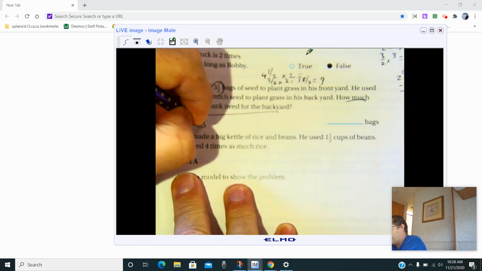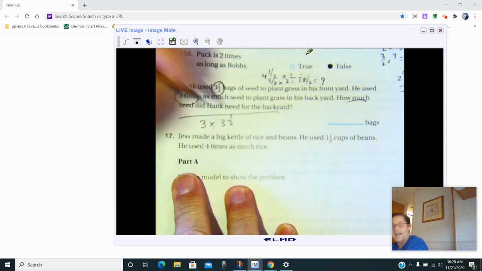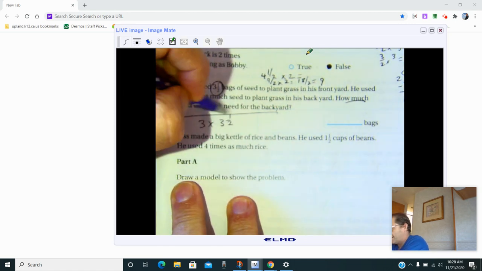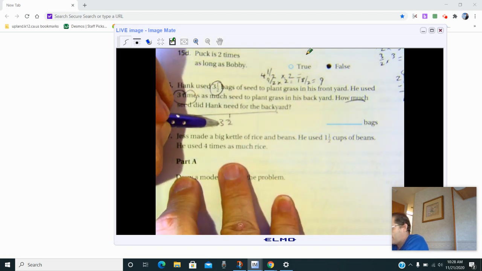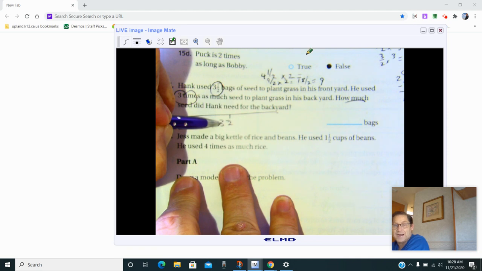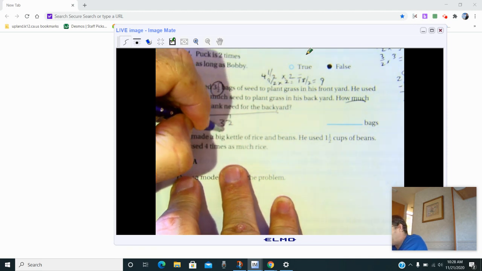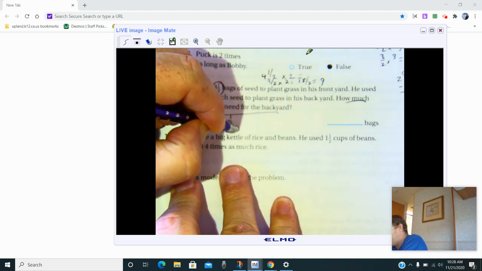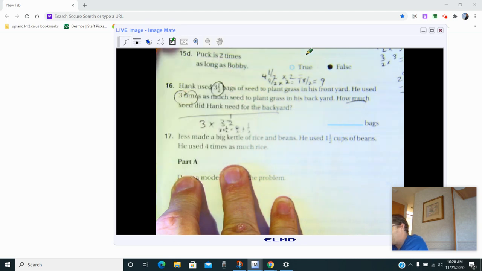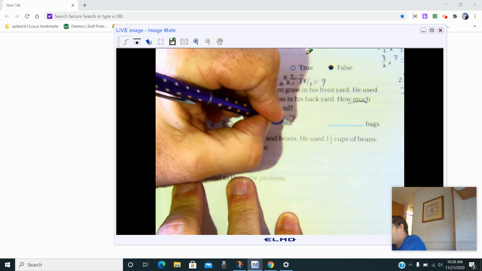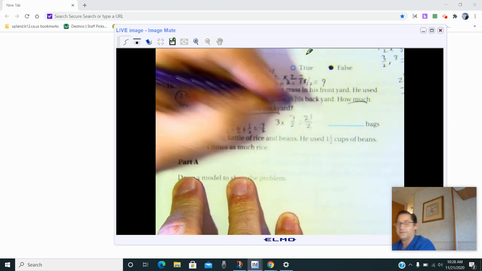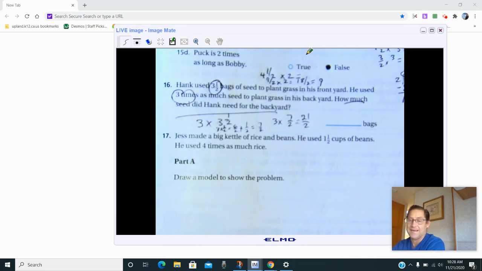So 3 times 3.5. So we want to change 3.5 to a fraction greater than 1. Every whole number has 2 halves. So 3 times 2 halves is 6 halves plus 1/2, the leftover 1/2. So 7/2. Okay, so 3 times 7/2 is 21 half bags.